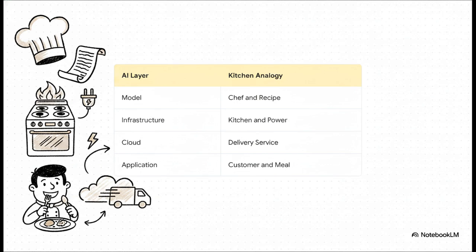Layer 1, the AI model, is the chef writing the recipe. Layer 2, the infrastructure, is the kitchen itself, providing the gas stove and the electricity. Layer 3, the cloud, acts as the delivery service, routing the food. And finally, Layer 4, the application, is where you, the customer, actually get to sit down and eat the meal. You can't just have a recipe and expect dinner, right? You need the kitchen, the delivery, and the plate to eat it on. Otherwise, you're just staring at a piece of paper.